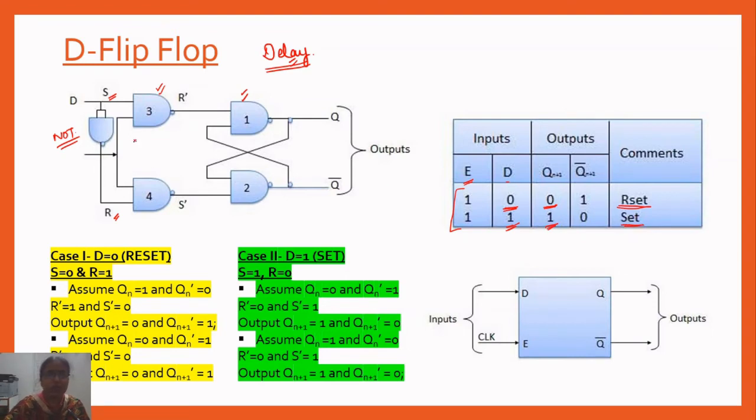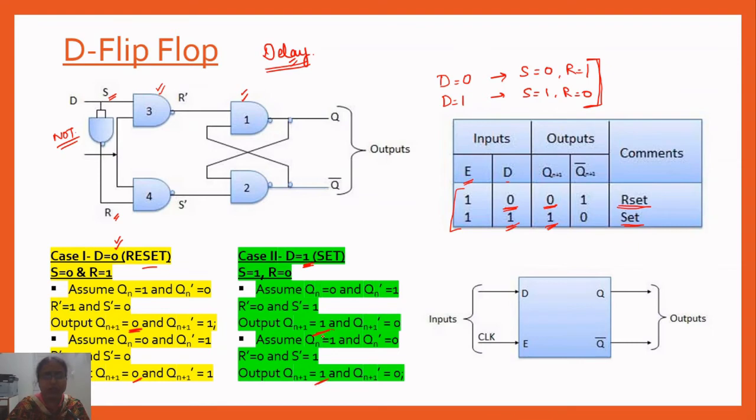So we are using two cases of the SR flip-flop, and these two cases are: if D is equal to 0, then S is equal to 0 and R is equal to 1. If D is equal to 1, S is equal to 1 and R is equal to 0. We have already verified the truth table of these two cases. So like this you can see, if D is equal to 0, it is reset, and we are getting the output as 0, 0. If D is equal to 1, we are getting the output as 1 and 1.